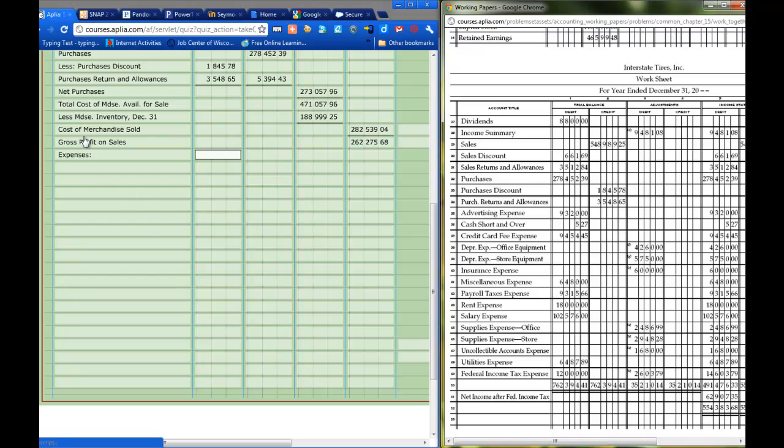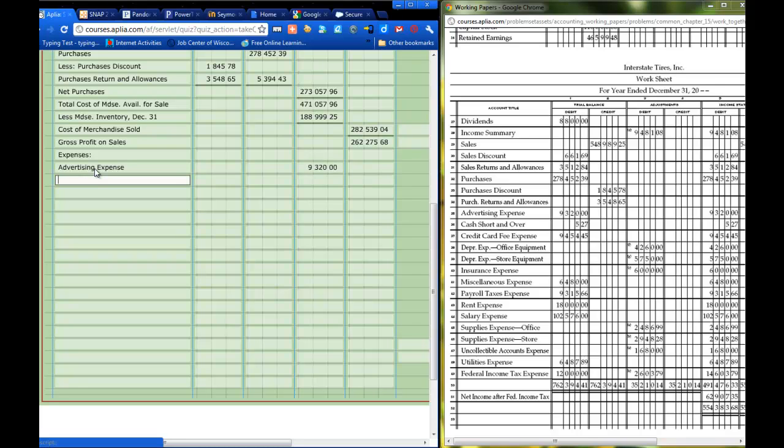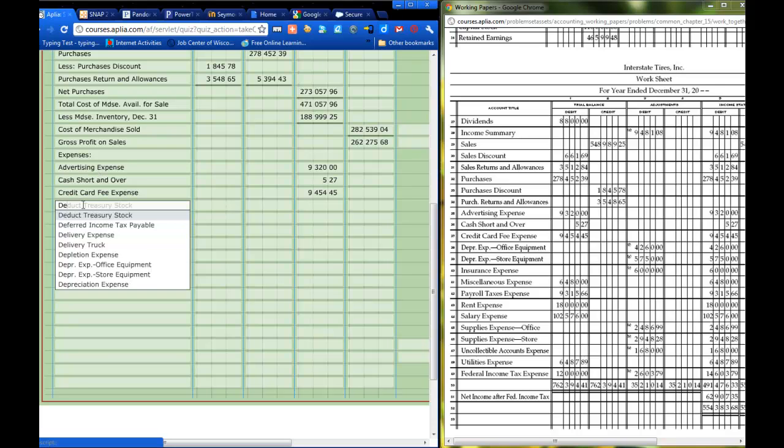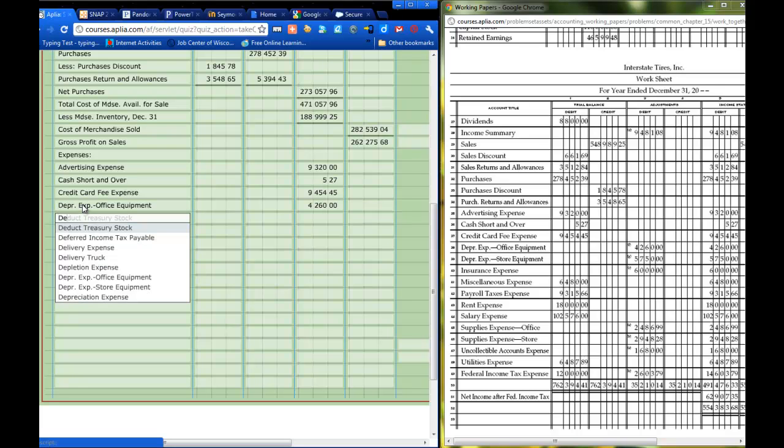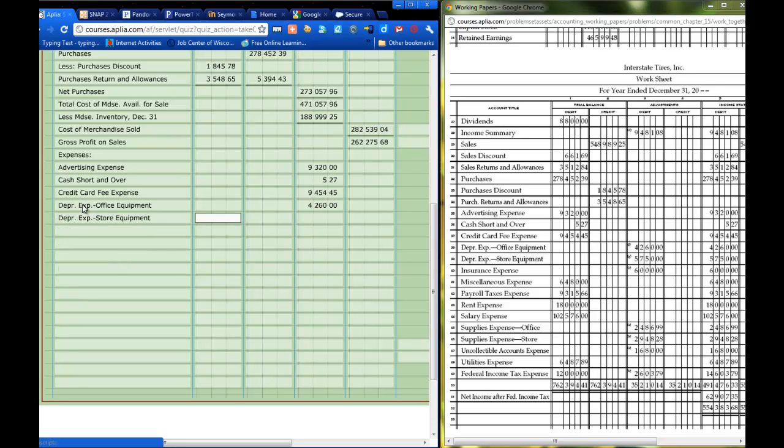So I'm going to start with my first one. I'm going to put in advertising expense. And the number is going to go in the third column. And advertising expense has a balance of $9,320. Then I will do cash short and over. Has a balance of $5.27. They all go in the third column. Credit card fee expense, $9,454.45. Depreciation expense, office equipment, $4,260. Depreciation expense, store, $5,750.